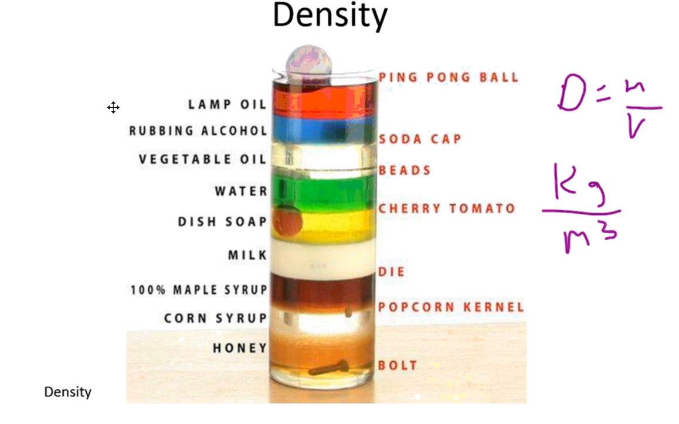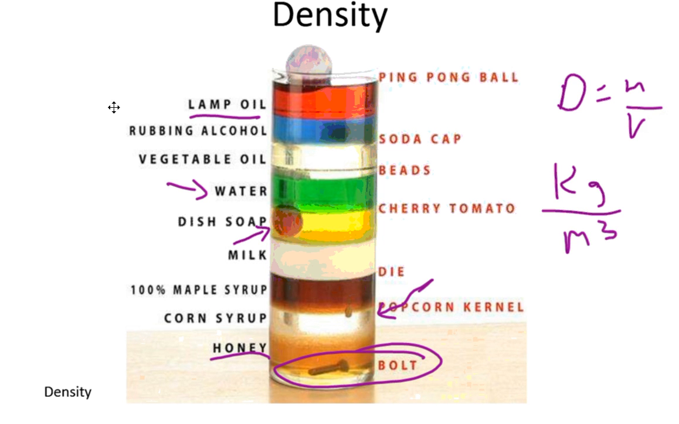And so in a picture like this, the most dense things will go to the bottom, like the bolt. There you can see the bolt has gone all the way to the bottom, and the honey is the most dense liquid, whereas the lamp oil is the least dense liquid, even less dense than water. And here's a cherry tomato here that doesn't sink or float in water, but does float in dish soap. Here's a popcorn kernel. There's some other things in here. Apparently there's a dye in there. Oh, I see the little numbers in there. And so yeah, you can see this is a pretty neat experiment if you have lots of food coloring and lots of strange liquids and objects.